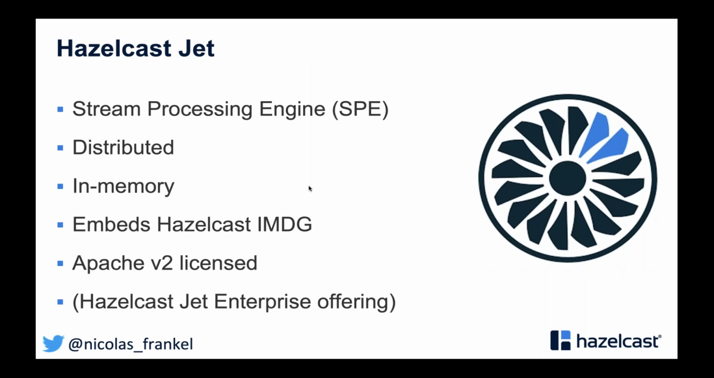Now, how do we leverage that inside of Jet? So as I mentioned in the first part, Jet is a stream processing engine. By nature, it leverages the IMDG, so it's fully distributed, it's fully in memory. It's also licensed under Apache v2. Of course, like every product company, we have an enterprise offering, but everything that I show you in this talk is completely open source, and you can use it right now.